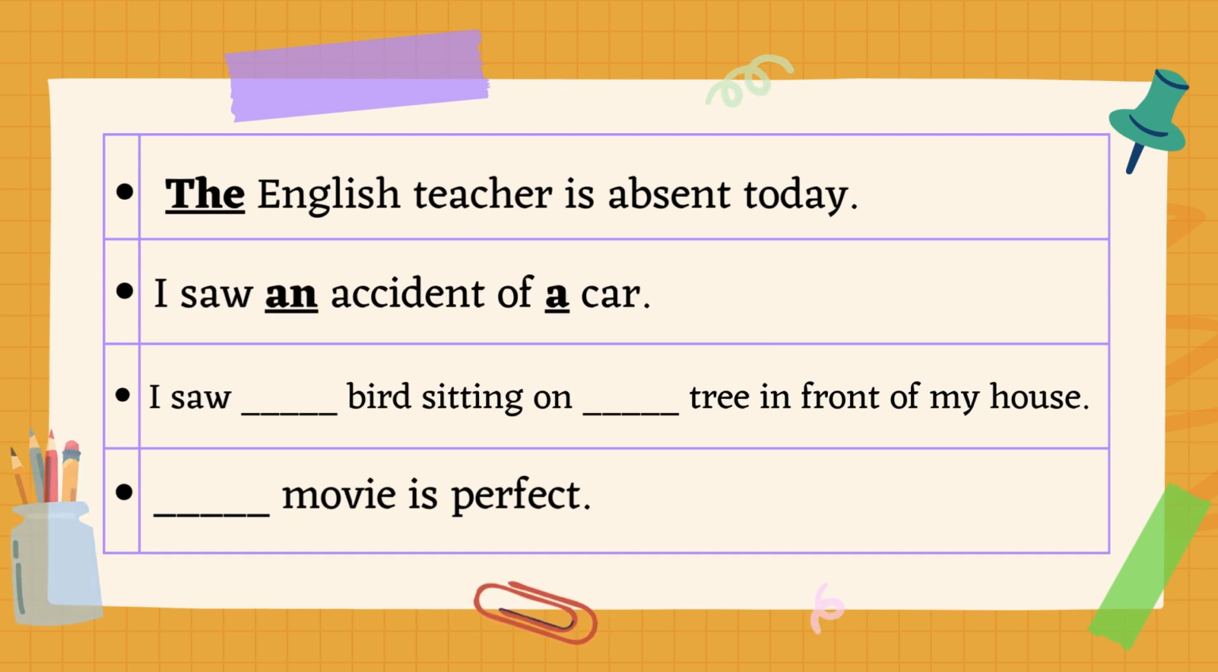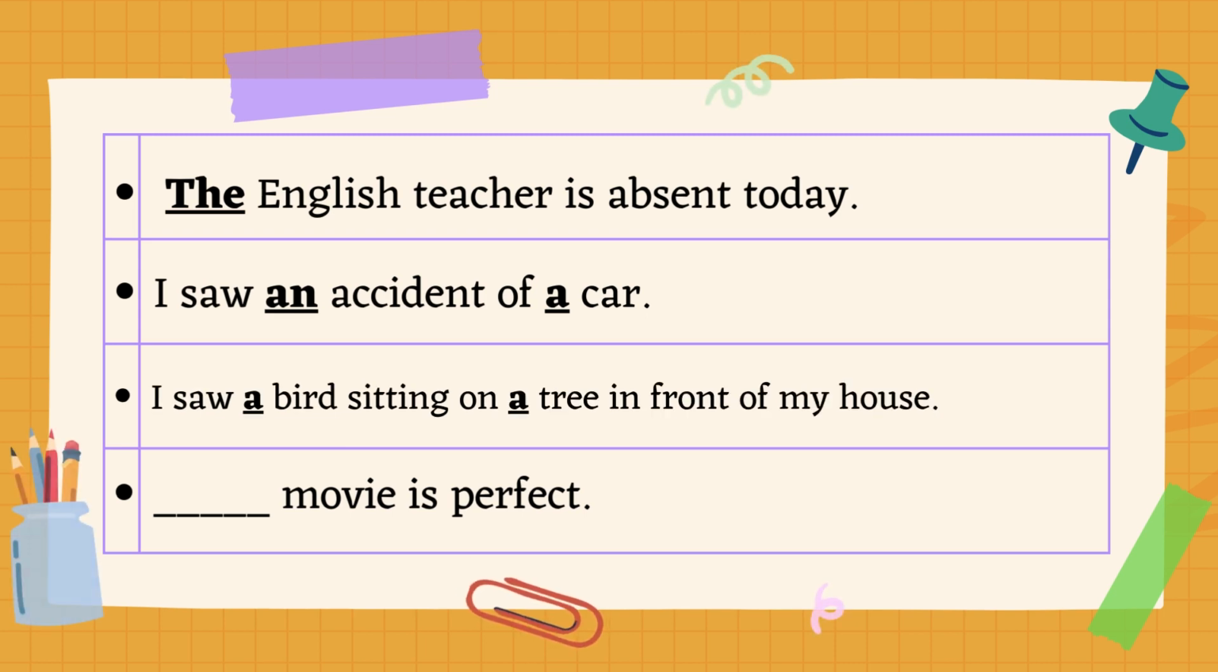I saw dash bird sitting on dash tree in front of my house. Here bird is a normal word, so here we write a. And tree is also a normal word, so here we write a. Dash movie is perfect. Here movie is specific, so here we write the.